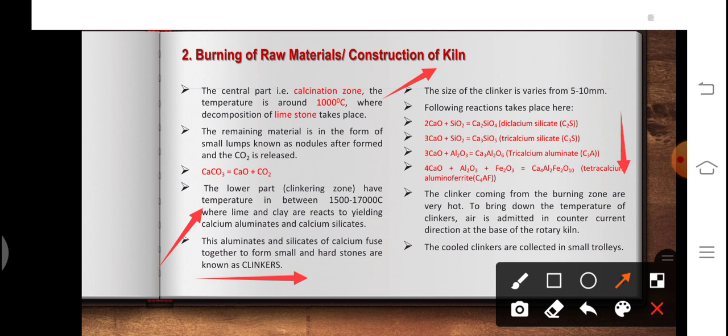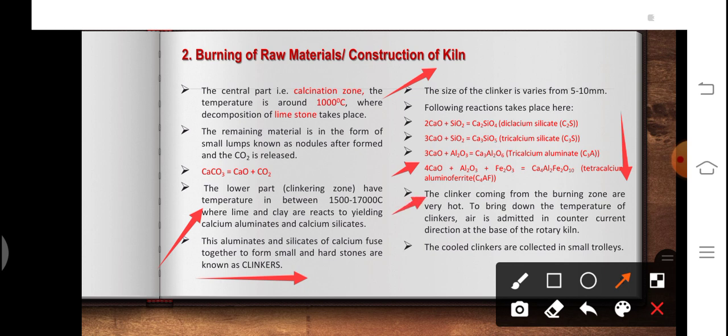So these are the reactions of formation of clinkers. As you can see, in the very first reaction, dicalcium silicate is formed. In the second reaction, tricalcium silicate is formed. And in the third reaction, tricalcium aluminate is formed. Whereas in the fourth reaction, tetracalcium aluminoferrite is formed. So these are the four different types of clinkers we get, or these are produced in the clinkering zone.